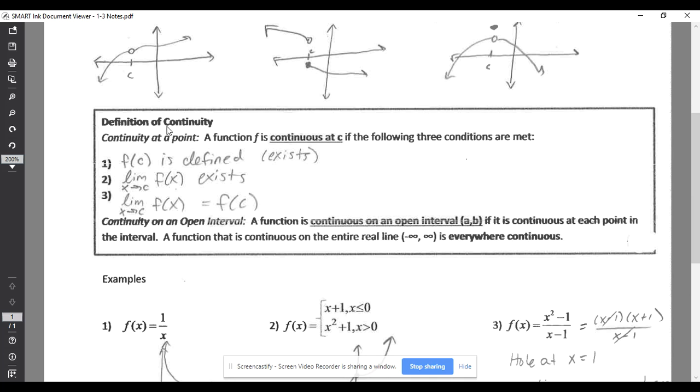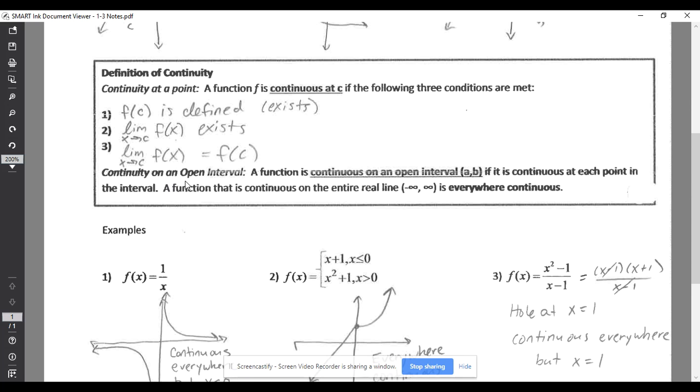The actual definition of continuity is right here. A function is continuous at a point c if the following three conditions are met. First of all, the function has to actually be defined at c, which basically just means you can't have a hole, you can't have an asymptote, nothing like that. The second condition is the limit has to exist, which also sort of makes sense if you think about it. And the last part, and the most important part, is that 1 and 2 need to equal each other. So the limit has to actually equal the function value. If all three of these conditions are met at a point, then that means the function is continuous at that point.